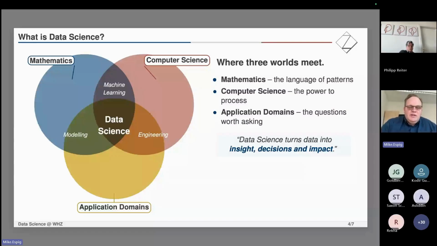Now, have a look at the intersections. Mathematics combined with computer science gives us machine learning. Mathematics combined with application domain gives us modeling. And computer science combined with application domain gives us engineering, building real systems. And in the very center where all 3 worlds meet, we find data science. As we like to say, data science is where curiosity meets technology.